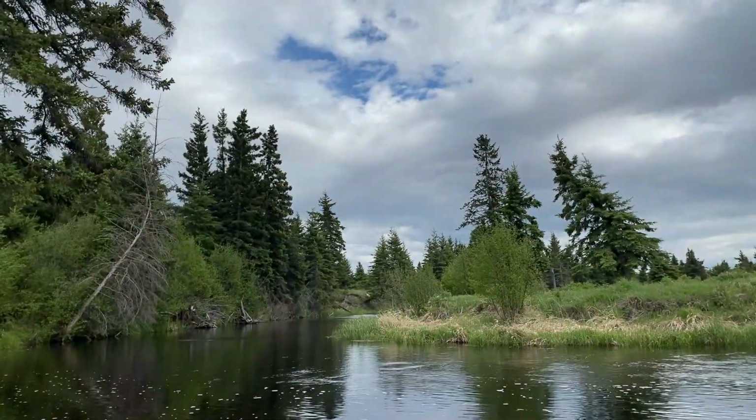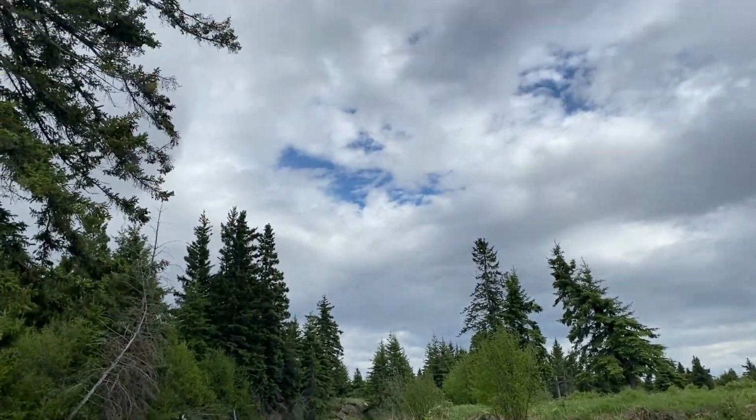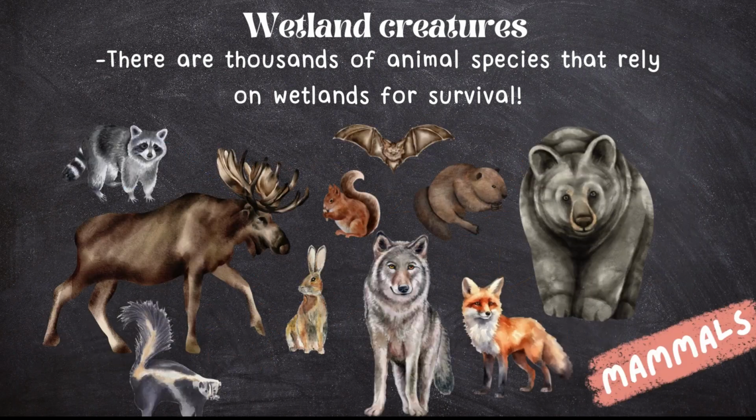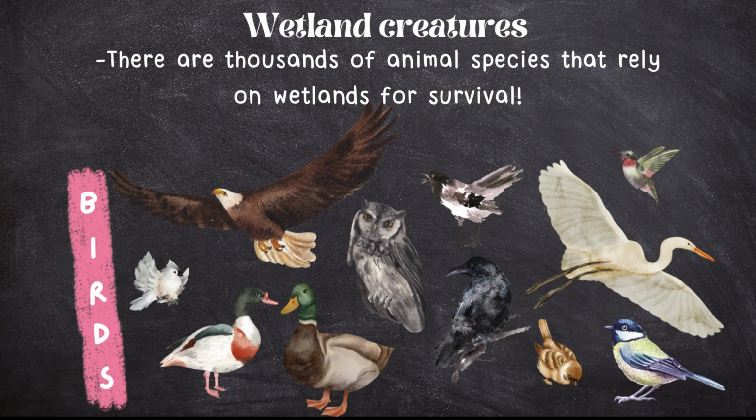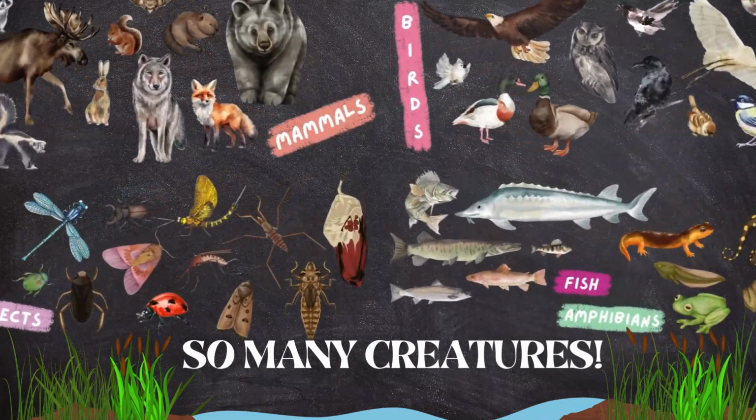Now that we understand what a wetland is, let's talk about some of the creatures that need wetlands in order to survive. Insects like dragonflies and mosquitoes have to use wetlands to complete part of their life cycle. Mammals also need wetlands and water to survive. Some birds, like ducks or geese, almost completely live in the water. Fish are creatures that really depend on water. So are amphibians.